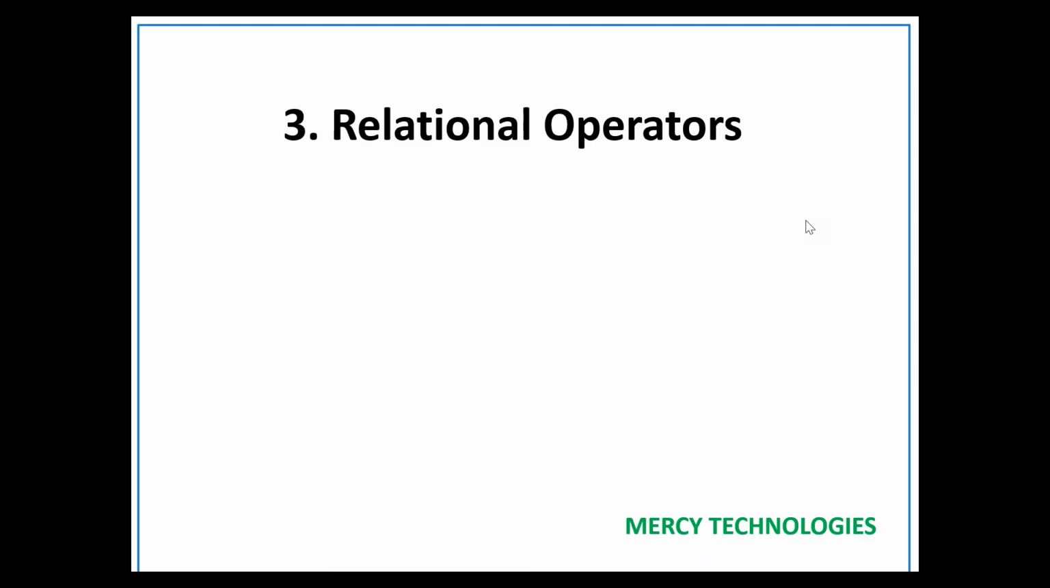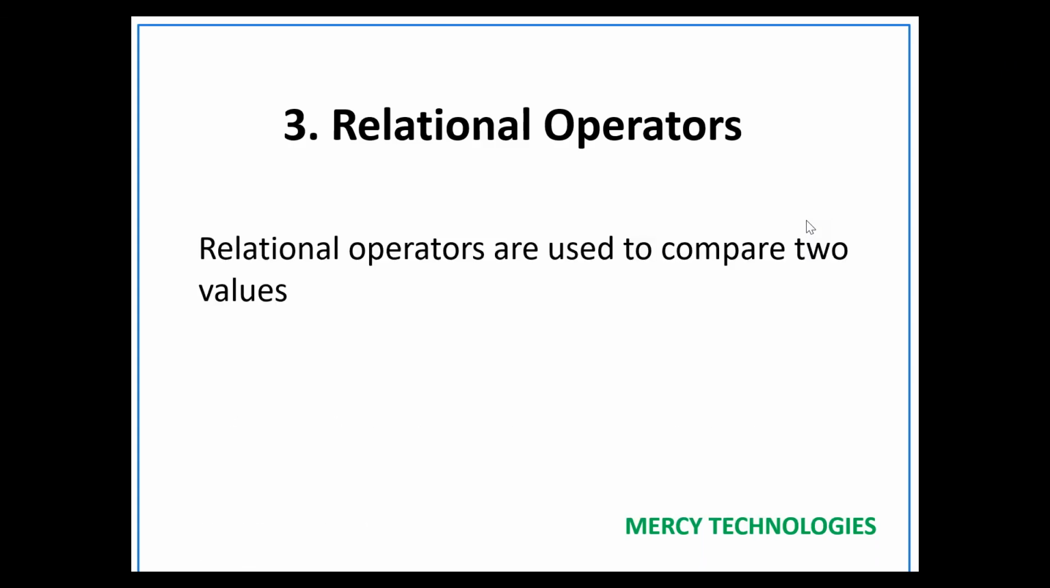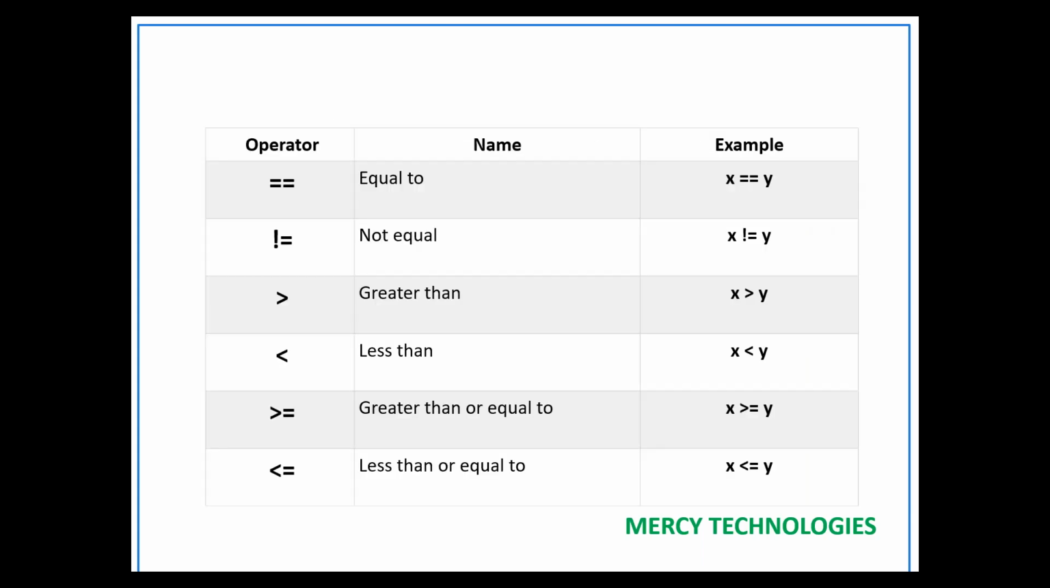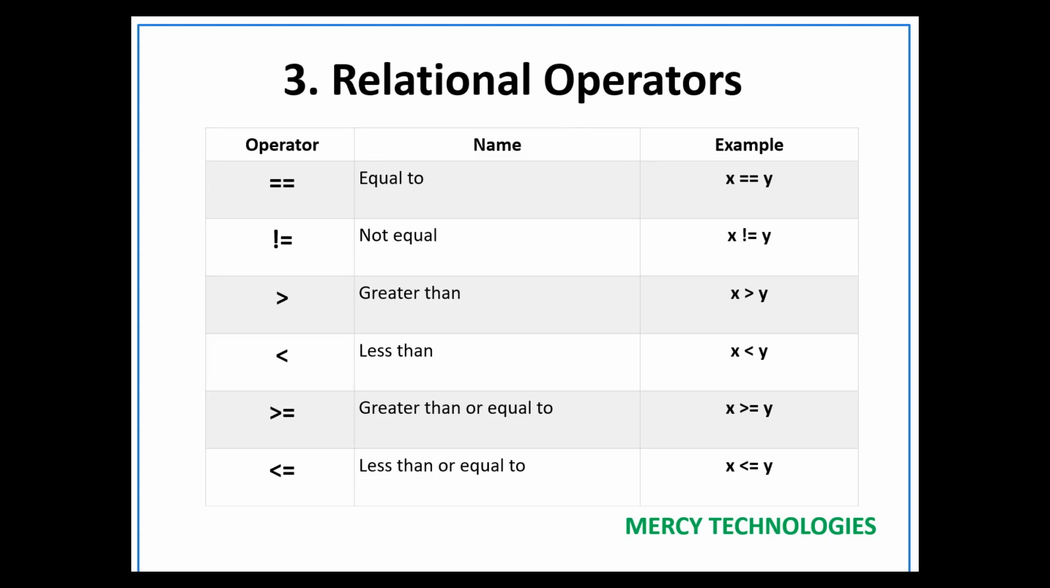Let's see what is next. Next is relational operators. You can say it is a relational operator or comparison operator, both are the same. It is used to compare two values or variables. Relational operators are used to compare two values or variables. Under relational operators, there are different types of operators.